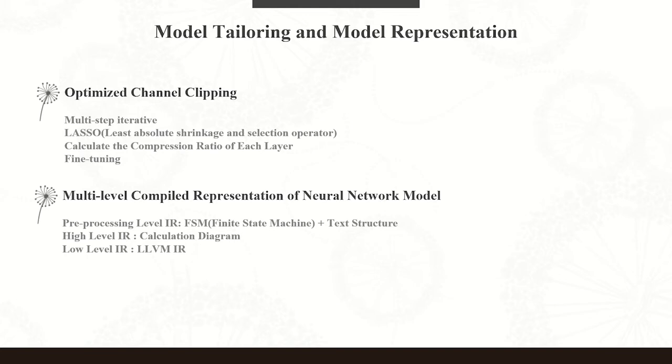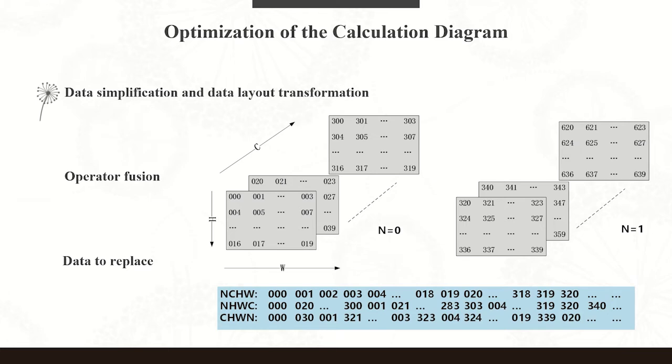There are three main forms of multi-level compilation representation of neural network models. The form of the pre-processing network IR is FSM plus text structures. The form of the high-level IR is calculation diagrams. The form of the low-level IR is LLVM IR. Data simplification merely includes node pruning and constant folding.